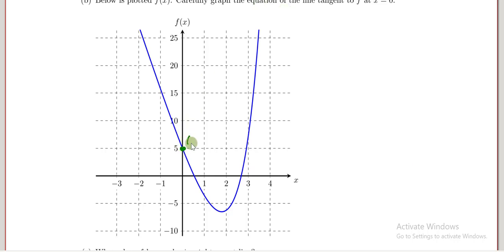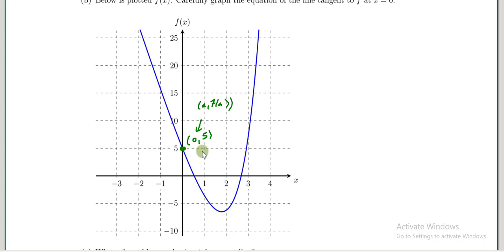There's the ordered pair 0, 5. That was our a comma f of a that we just found. And then we just came up with the equation of the tangent line. And I'm going to try my best to sketch this on here, folks. It's not going to be the prettiest.